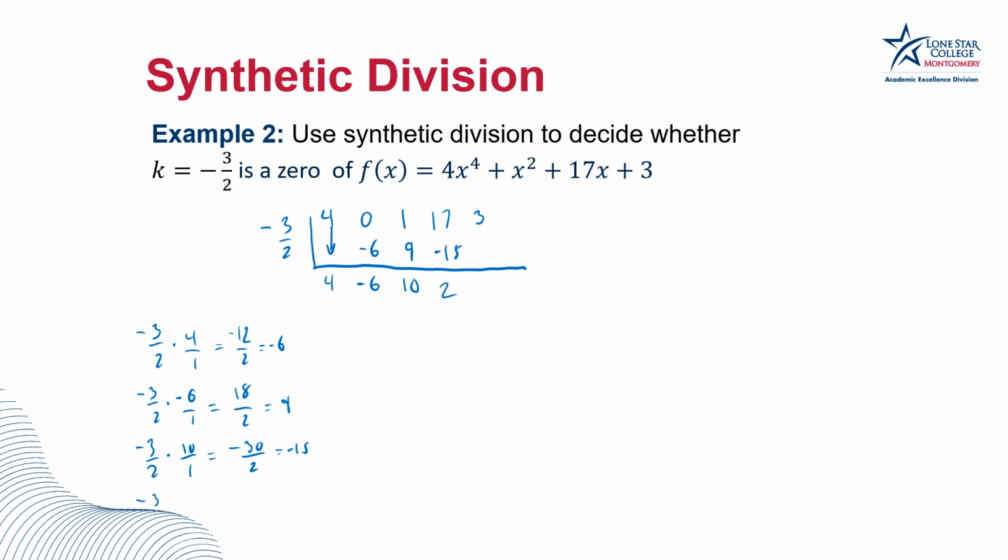So -3/2 times 2/1 gives us -6/2, which is -3. Put it right under the +3, and 3 minus 3 gets us 0. So that's our remainder. So what does that tell us? That tells us that k equals -3/2 is a 0 of the function f of x. And that will be our answer.